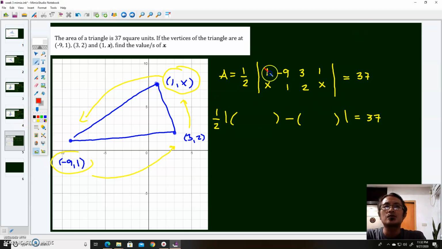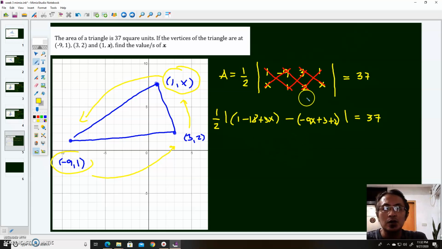And then let's set up the values that we put here, setting up our shoelace. Let's write them up. 1 times 1 is 1, plus -18, and 3x, that's a plus 3x. And then subtract the sum of the products of this and this. So -9x, 3 times 1 is a plus 3, and then 1 times 2 is 2. So you can see this will result in a simple equation.